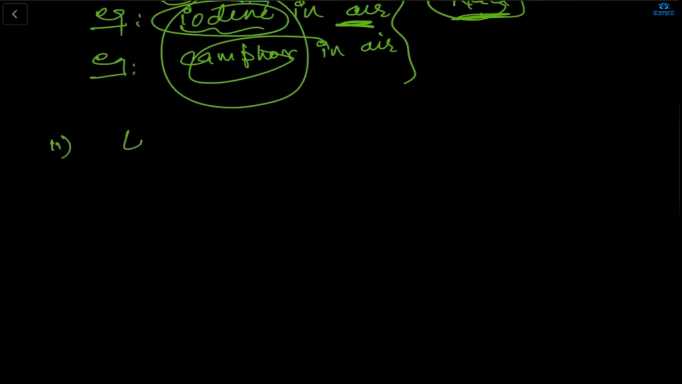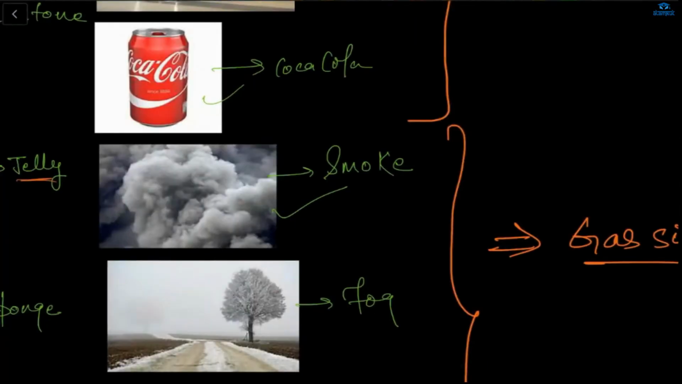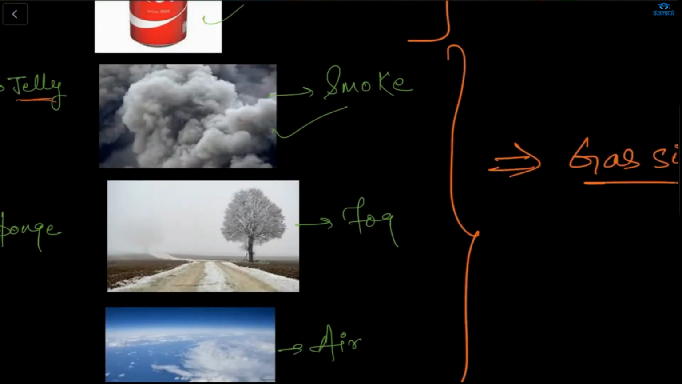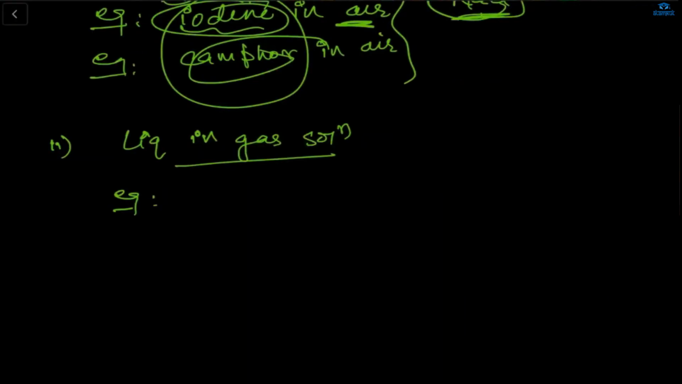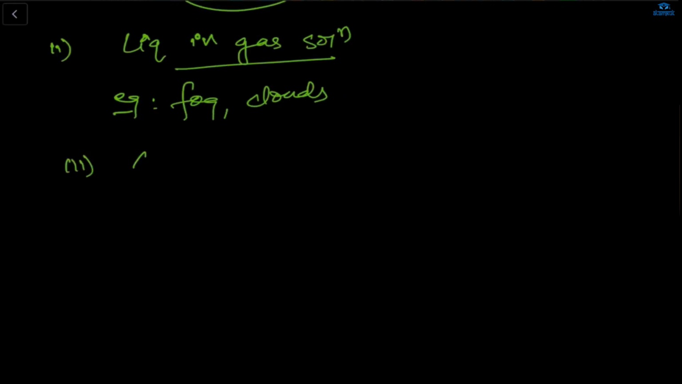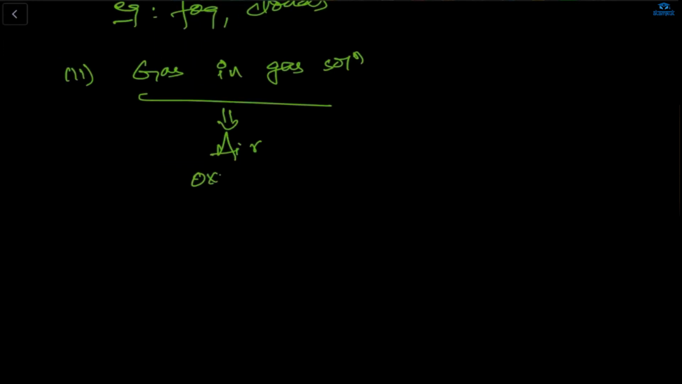Now next, liquid in gas solution. Liquid in gas. Example, Arham, think and tell. Ma'am, dry ice is the example for it. Dry ice, yes. And fog, clouds. Yes, ma'am, fog. Yes, because it's water in the air, liquid in gas: fog, cloud. Now, the gas in gas solution. What is gas in gas solution? It's simple, like air. For example, oxygen plus nitrogen. This is the example of a gas in gas solution.